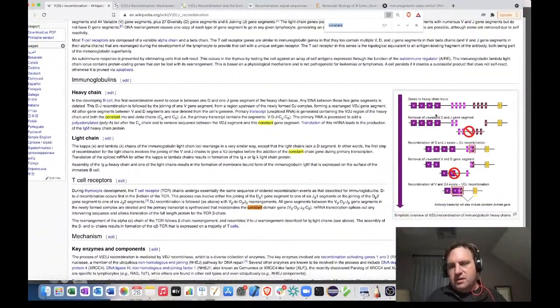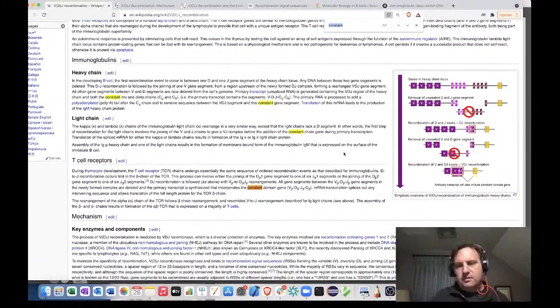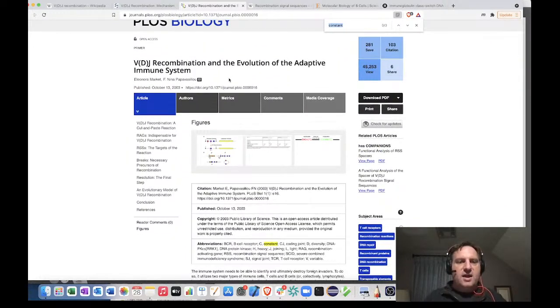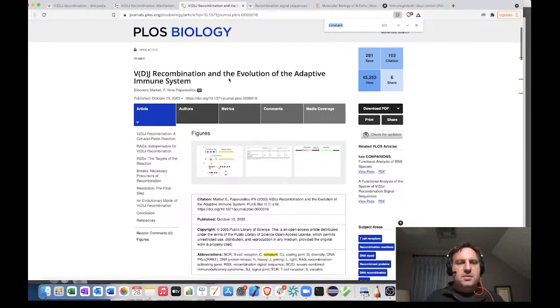So the Wikipedia article on this is pretty good. So here you can see the DNA being pulled in. The article that I've always gone to, it's kind of dated now. Although my knowledge of this whole area is kind of dated. I haven't read strongly in it for a number of years. Is this paper on PLOS Biology, V(D)J recombination and the evolution of the adaptive immune system? They talk about a lot of interesting features of it.